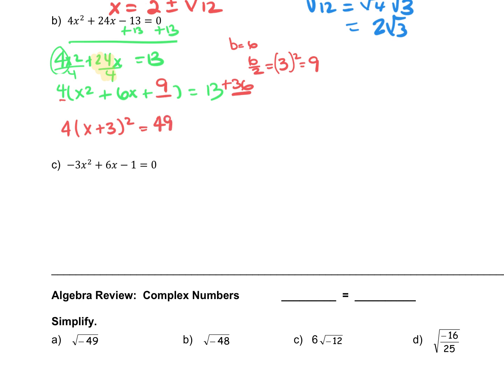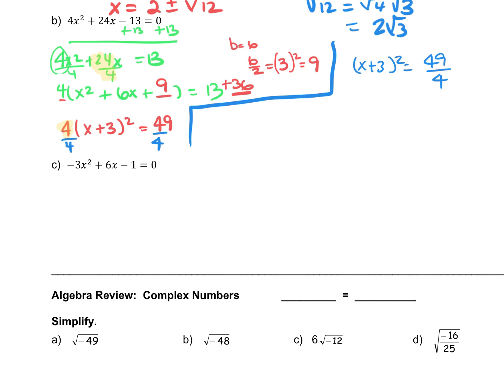Now I can't take the square root of both sides because of this little number here. We have to move it to the other side by getting rid of it by dividing by a 4. So divide by a 4, divide by a 4. I'm going to give myself a space where I'm doing my work. I'll go up here. We're going to have (x + 3) quantity squared equals 49 over 4.